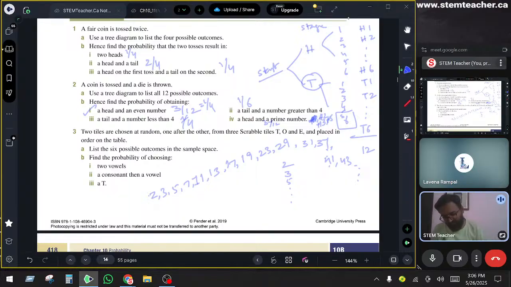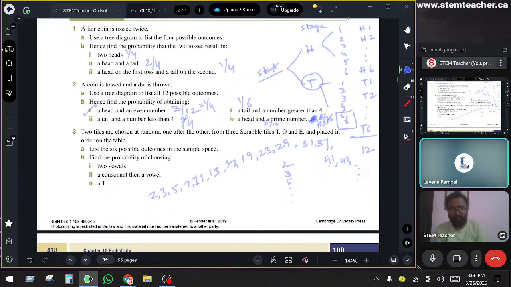Repeat with me. The number which is not a prime number is called a composite number.